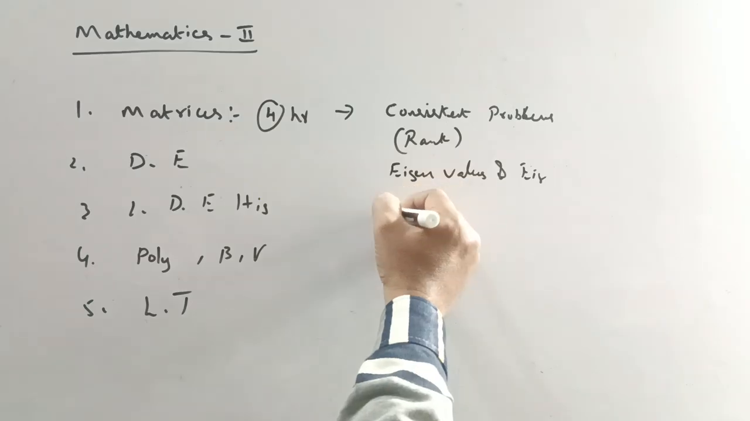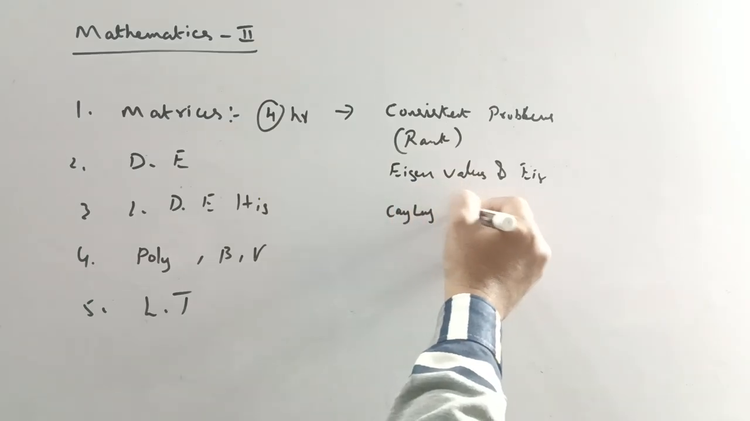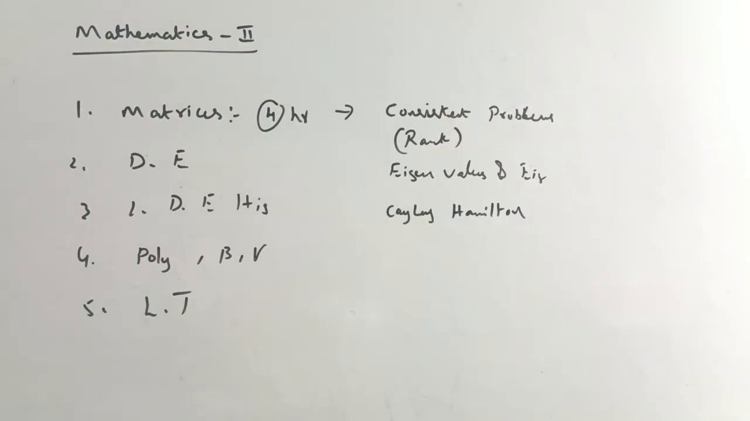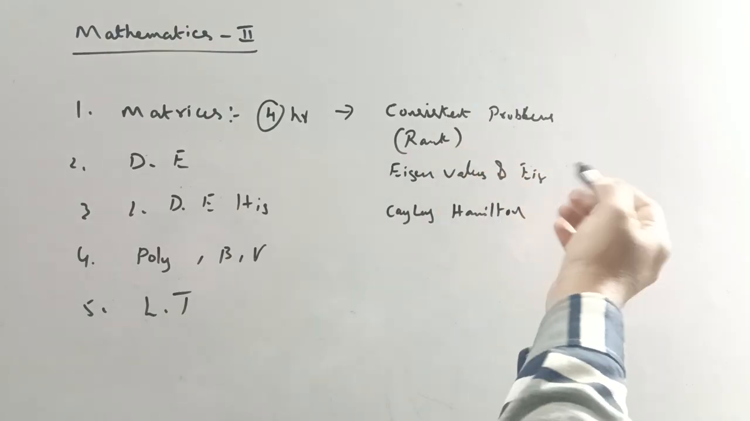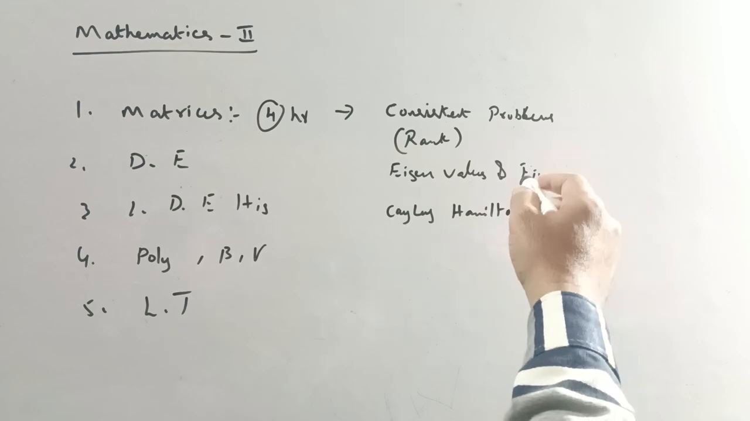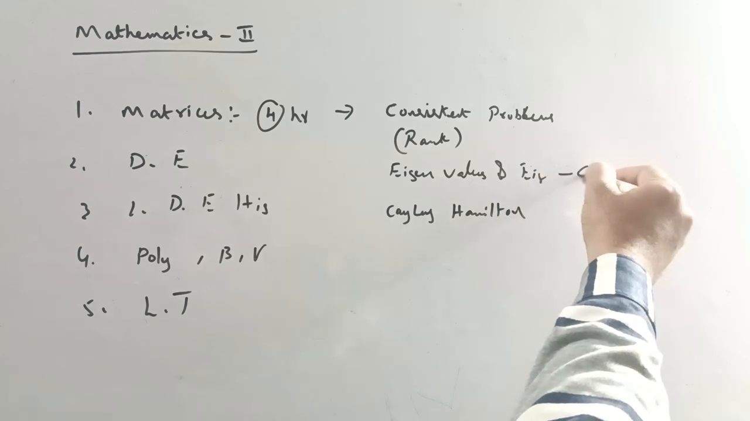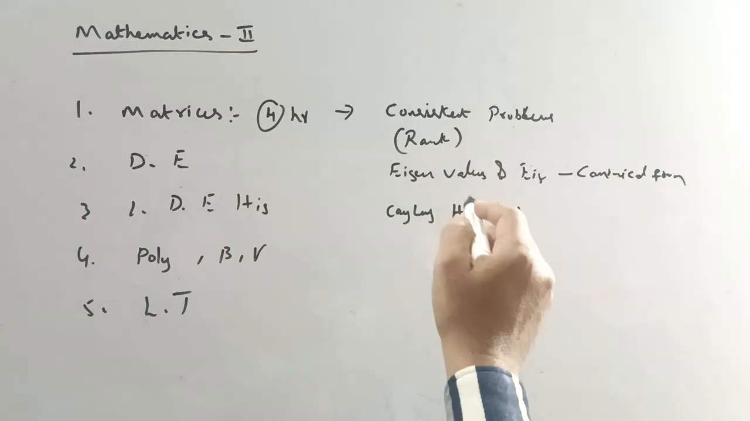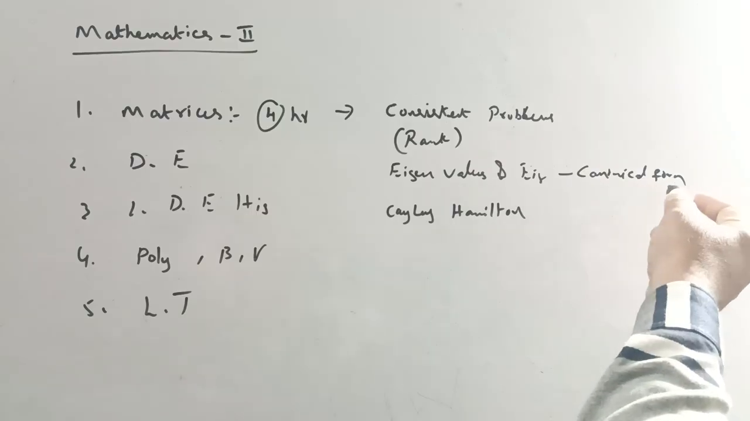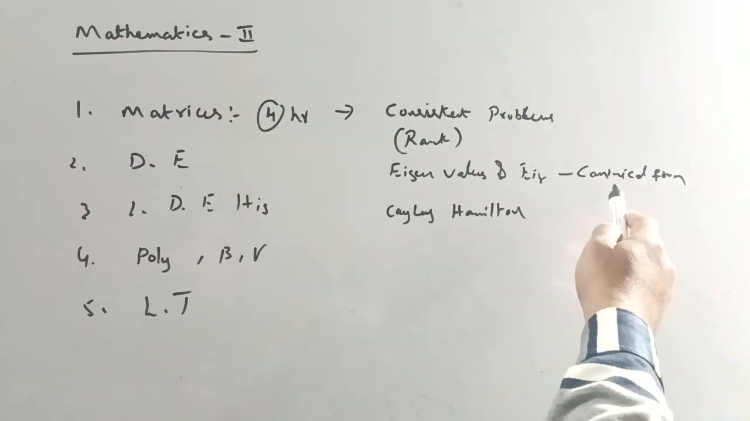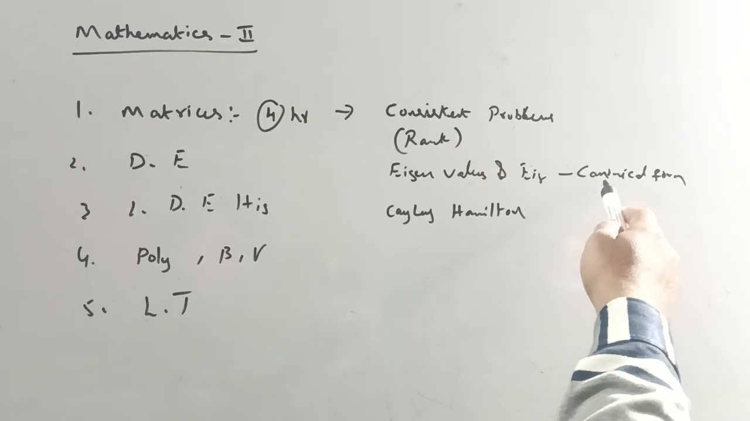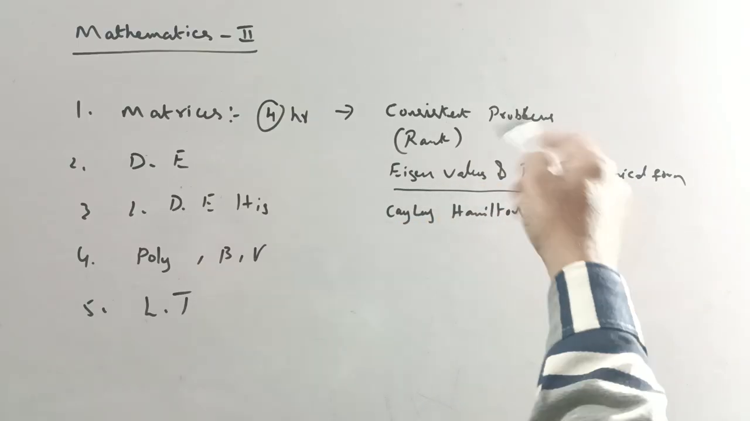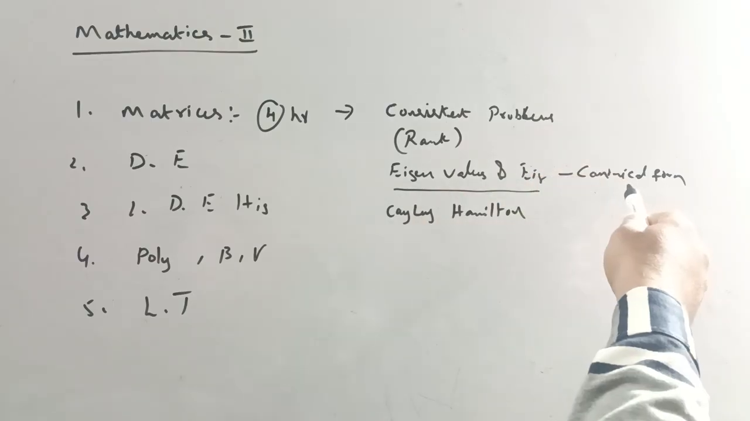Then we have the Cayley-Hamilton theorem. If you practice it, with the inverse and all, that is enough. Eigenvalues and eigenvectors also cover canonical form or diagonalization. If you practice canonical form problems directly, one problem has same roots and one problem has different roots. Canonical form already contains eigenvalues and eigenvectors, so two problems will be covered here.